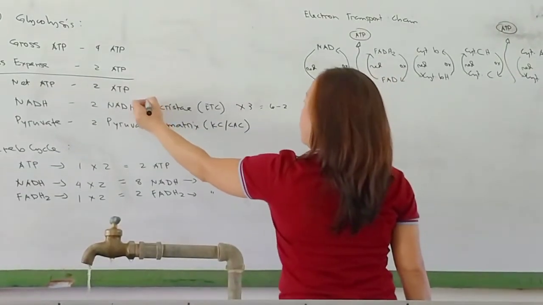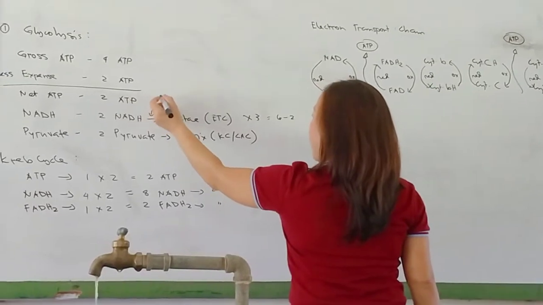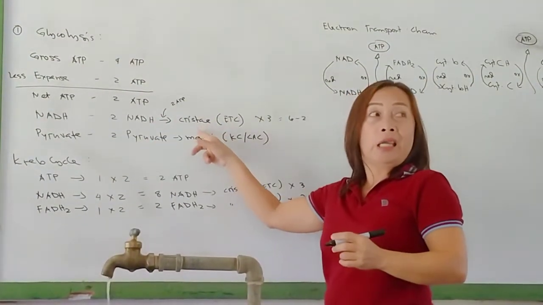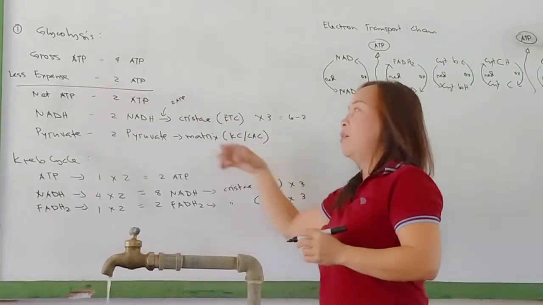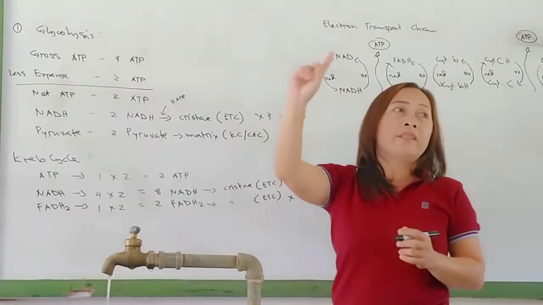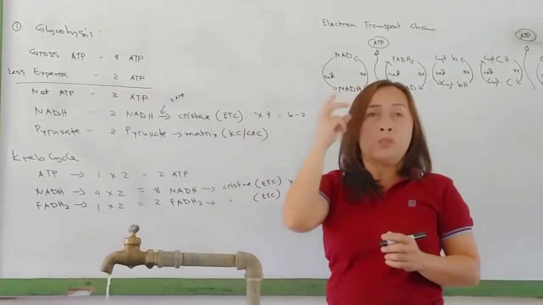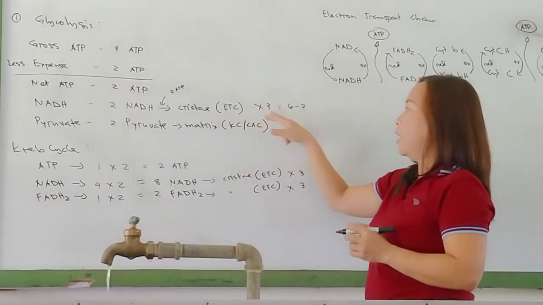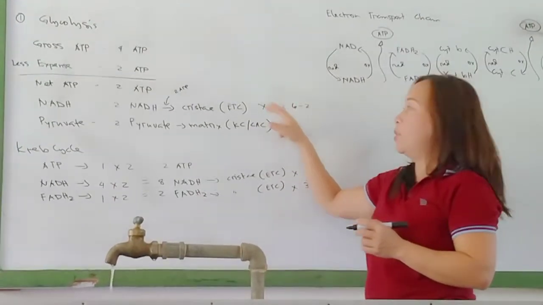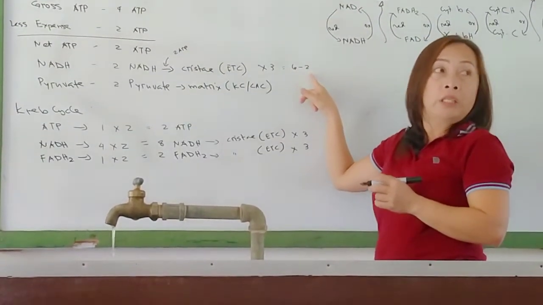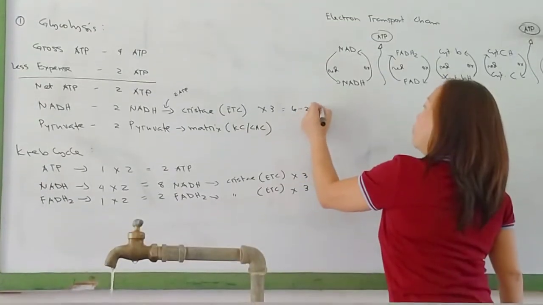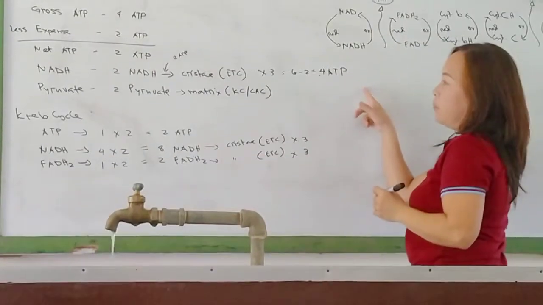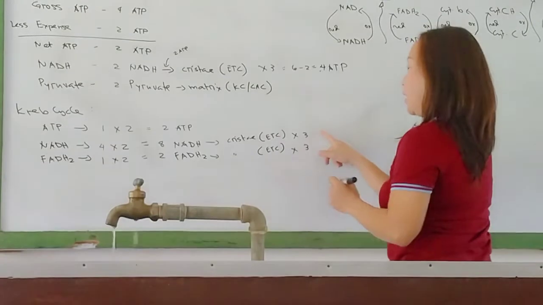Minus 2. Why minus 2? Less expense. 2 ATP which had been used during the transport of this NADH from the cytosol to the cristae. Can you still remember? The transport of this NADH from the cytosol to the cristae requires 1 ATP per molecule of NADH. So since there are 2 NADH molecules that will be transported to the cristae, that will be deducted in the total ATP generation for this molecule. So supposedly 6, then we will deduct it. So you have here a total of 4 ATP molecules. So you have 2 ATP, you have 4 ATP here, and then you have 2 ATP, then times 3 here.